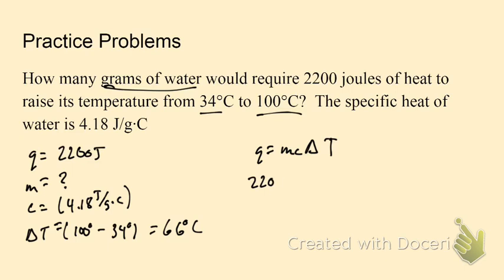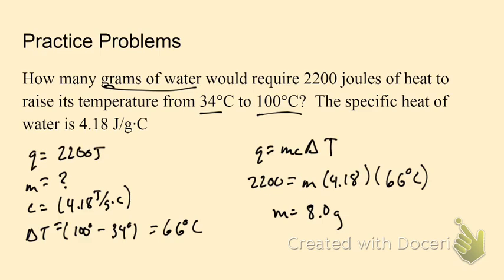So then we go Q equals MC delta T. Q is 2,200 joules. The mass you want to figure out, C is 4.18. And then the change in temperature is 66 degrees Celsius. So the mass is going to be, let's say, it looks like 8.0 grams. Yep.